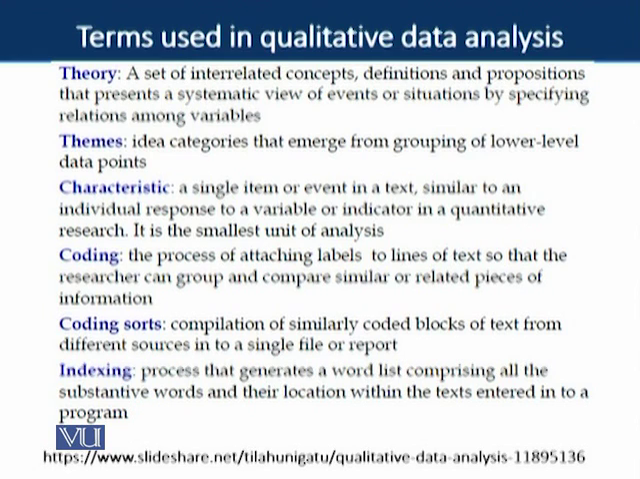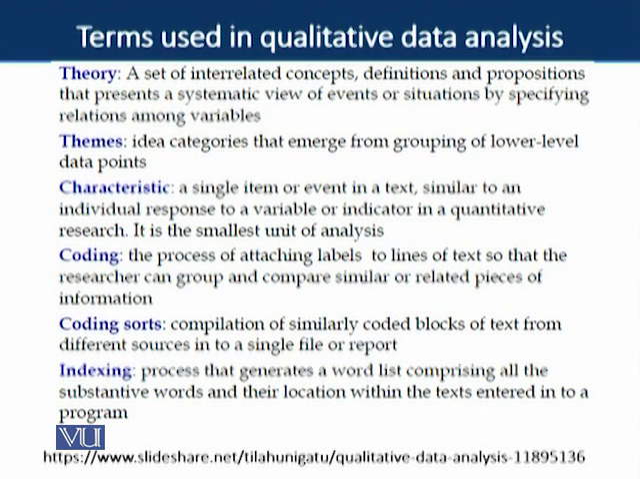Then coding sorts. Coding sorts is basically the compilation of similar coded blocks of text from different sources into a single file or report. So those labeled, coded data are actually sorted out, and that is compiled. And that compilation is called coding sorts.